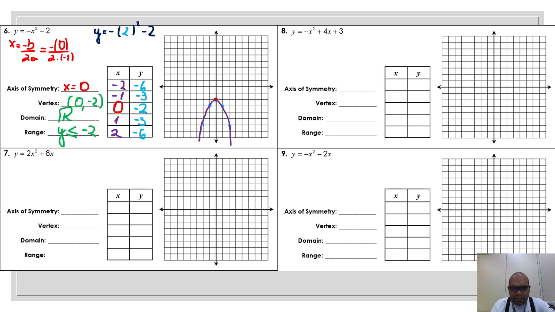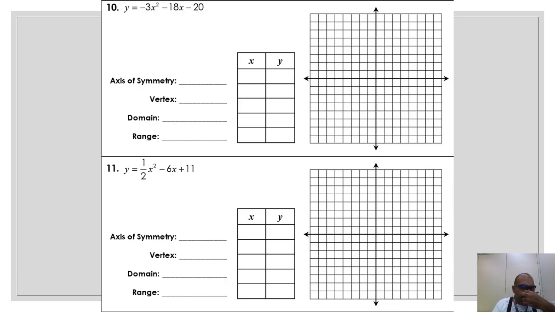Great. Guys, we have more important examples here. Let me show number 11. It's one half x squared minus 6x plus 11. How do we solve this one? First of all, the x of symmetry. X equals negative b over 2a. Who is b? It's negative 6.